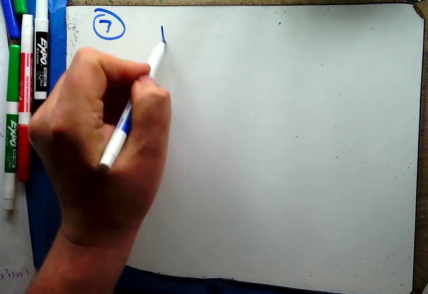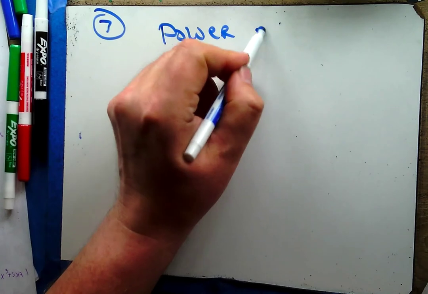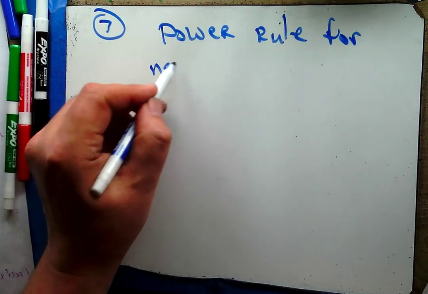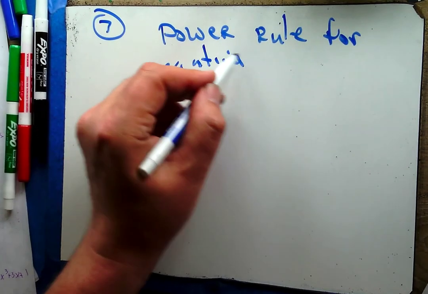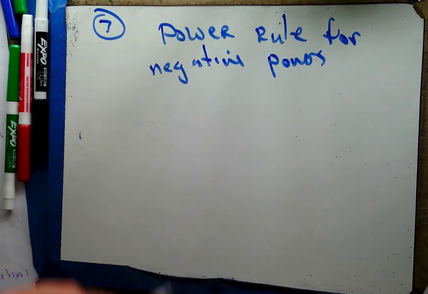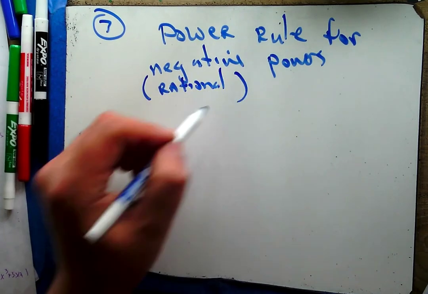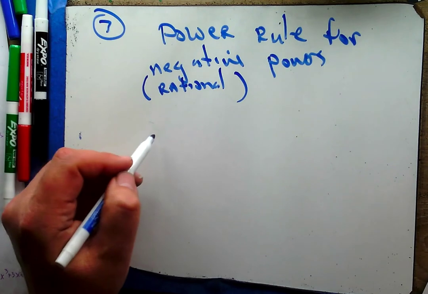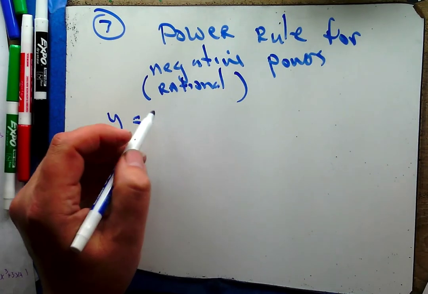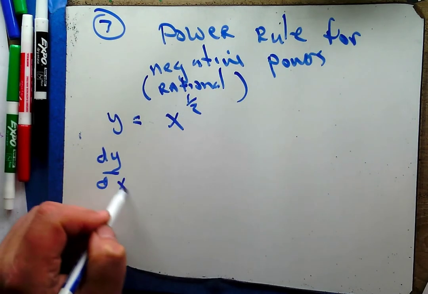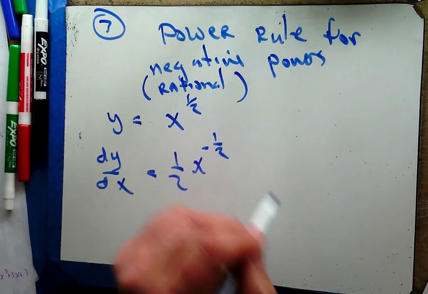I got one last derivative rule for you. Number 7, power rule for negative powers. Actually, I want to say not just negative powers, but rational powers. Okay? So now I'm thinking about taking the derivative of y equals x to the 1/2. Well, dy dx will be 1/2 x to the minus 1/2.